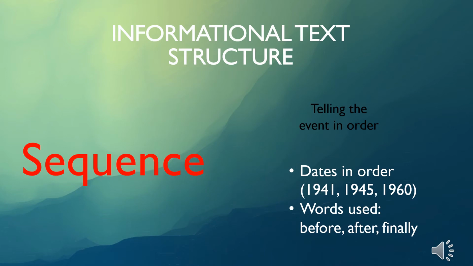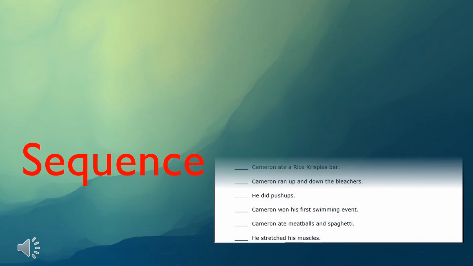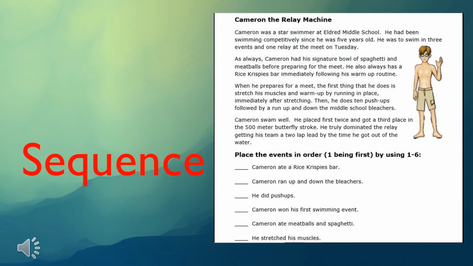One informational text structure is sequence. Sequence is telling the events in order. Some examples are putting together dates in order, and they use words such as before, after, and finally. Here is an example of sequence.